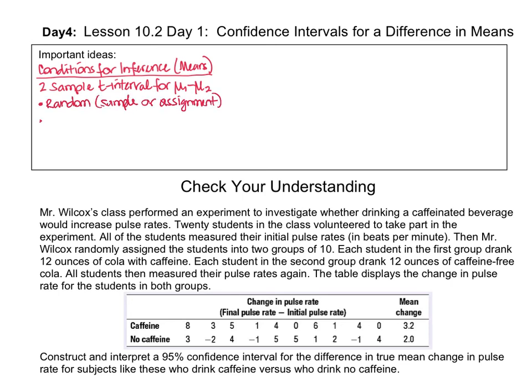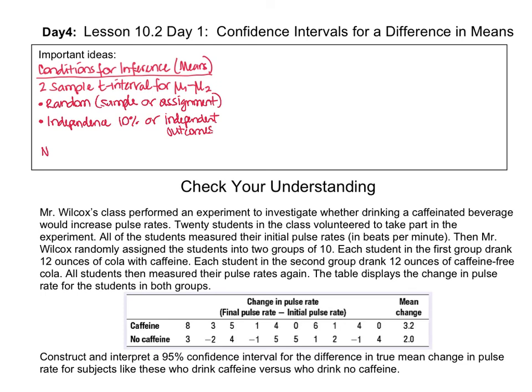The next condition is going to be independence, and independence can mean one of two things. It's either going to be the 10% rule, or we want each of the groups, the behavior to be independent from every other member of the group.